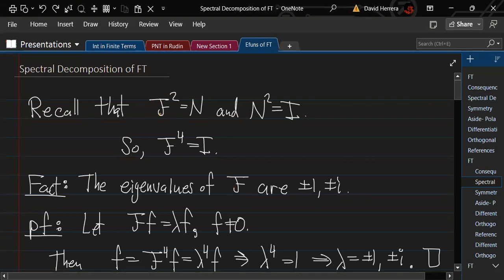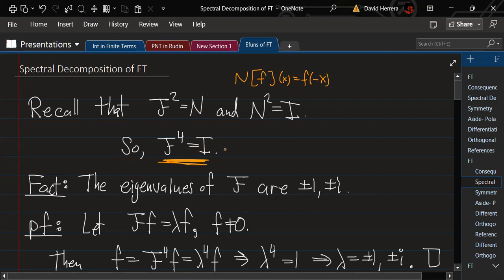So recall that F squared is N. And what was N? N was this operator that took f and put a negative sign on the inside of x. You can see the earlier videos in the series for more about that. We showed that N squared is I, the identity, and that's just clear. If you do N twice, you just get f, it just undoes itself. So because F squared is N and N squared is I, that means F to the 4 is the identity.